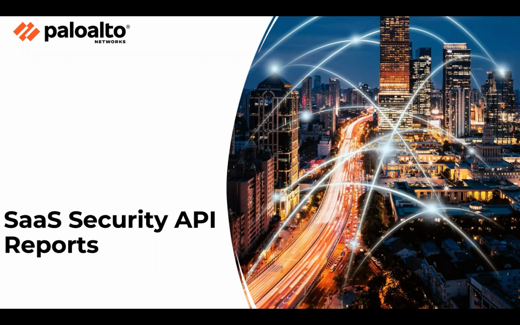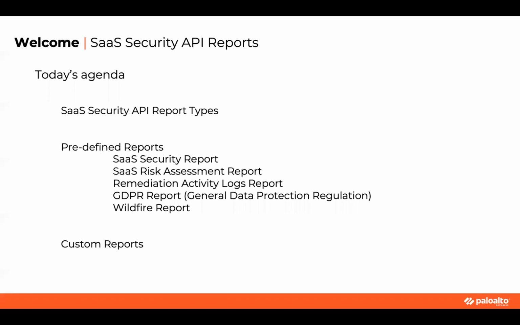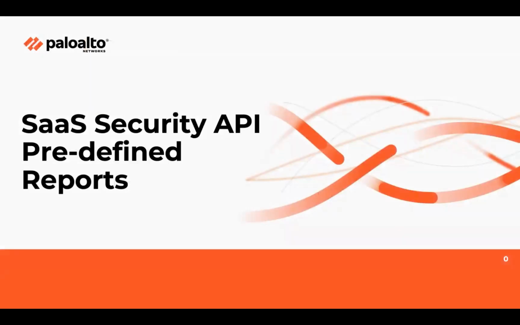Today's discussion is about SaaS Security API reporting capabilities. We will talk about different report types, both predefined and custom reports. Predefined reports include the SaaS Security Report, Risk Assessment Report, Remediation Activity Logs Report, GDPR Report, and the Wildfire Report. Let's first look at the predefined ones.